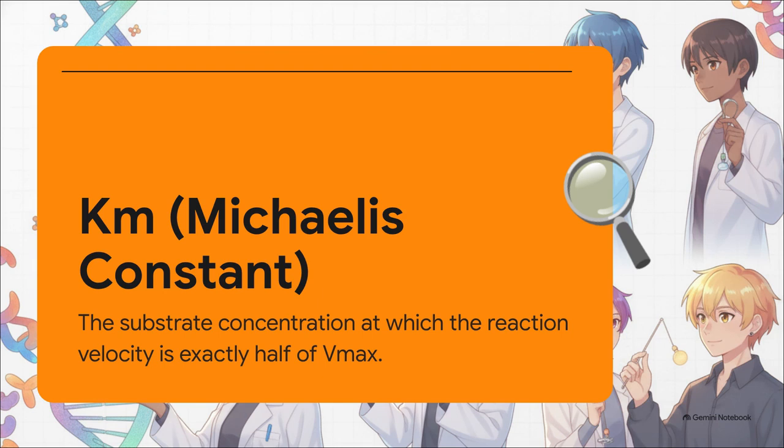Next up, we have Km, which is the Michaelis constant. This is the exact substrate concentration you need for the reaction velocity to hit exactly half of that Vmax we just talked about. So why does this matter? Well, it's an incredibly crucial indicator of an enzyme's efficiency. It essentially tells us how good the enzyme is at finding and binding its target when resources are running low.